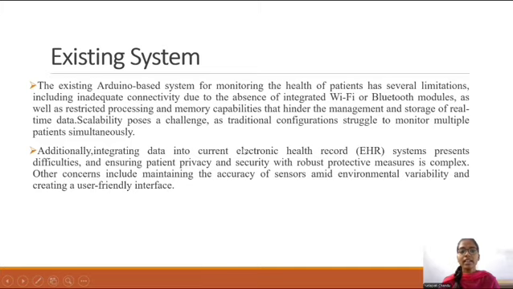Existing system. The existing Arduino-based system for monitoring the health of patients has several limitations, including inadequate connectivity due to the absence of integrated Wi-Fi or Bluetooth modules, as well as restricted processing and memory capabilities that hinder the management and storage of real-time data. Scalability poses a challenge as traditional configurations struggle to monitor multiple patients simultaneously.